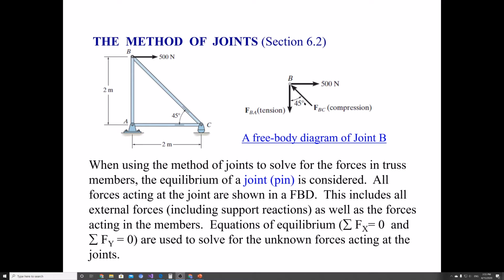Now, one of the things you're also going to find useful often is to do a free body diagram of this entire structure. That can help you to find some of the reactions, like the reactions at the points. So you may find the reactions here. Okay, continuing on.